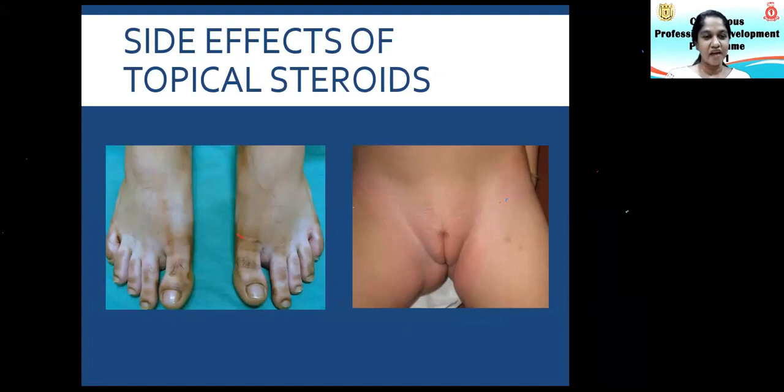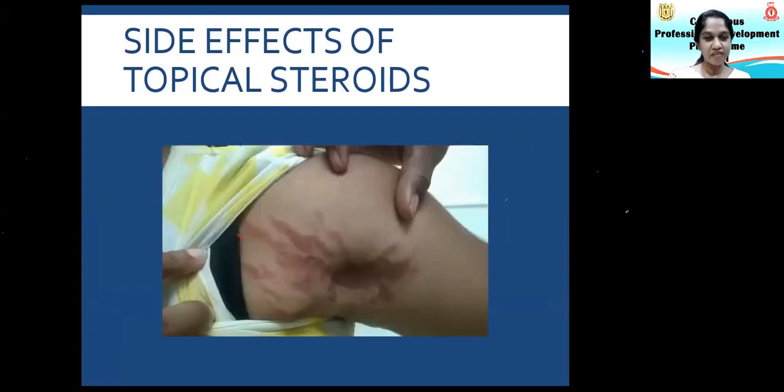Then we can see this hypopigmentation, which is again a side effect of steroids. This side effect of topical steroids is usually misused by people, actually not by medical officers, but by salons and other quacks. This is an example of a patient who applied a skin whitening cream to the armpits to reduce the armpit darkening, and she ended up with this ugly looking striae.